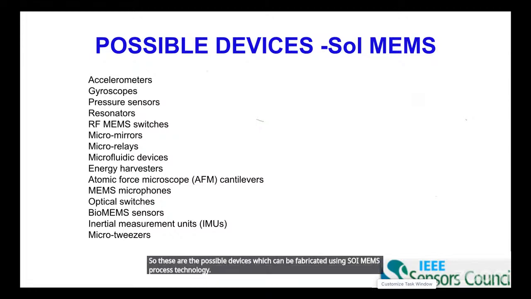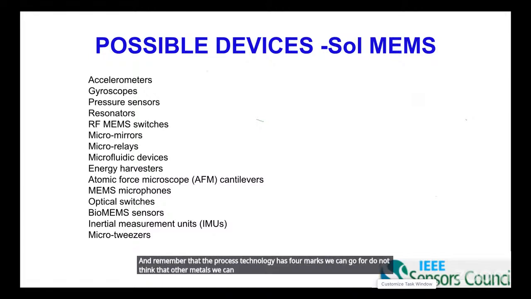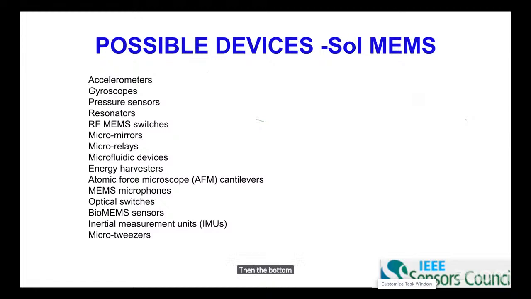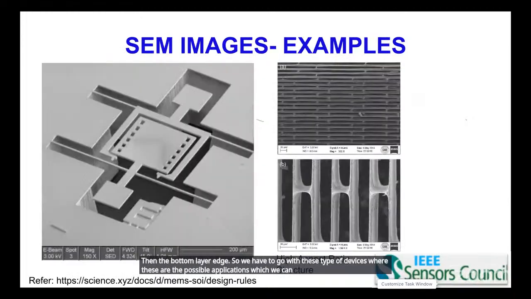And remember that the process technology has 4 masks. Do not think that other metals can be used, no, only 2 metals, which are chromium and gold, deposited with a particular layer thickness, and then the device layer, and then the shallow blanket metal, and then the bottom layer etch. So we have to go with these types of devices, where these are the possible applications which we can look into.